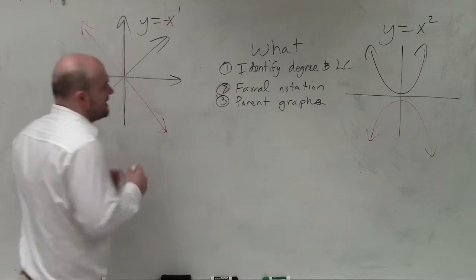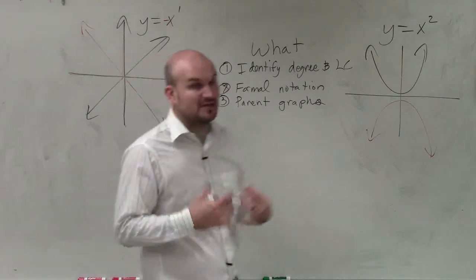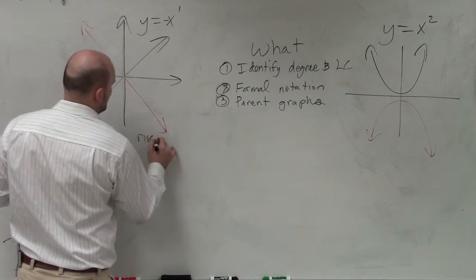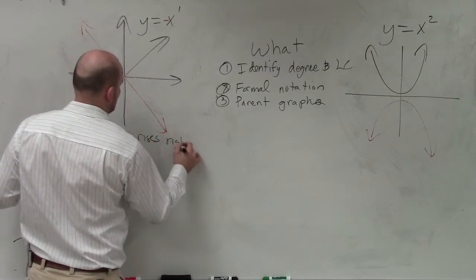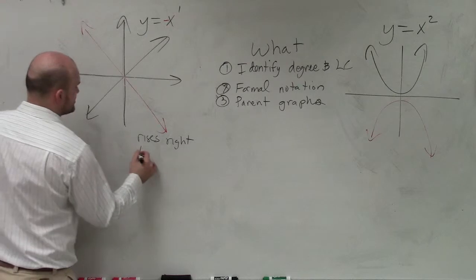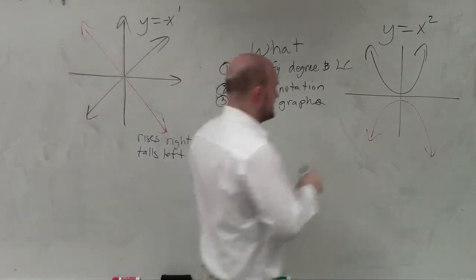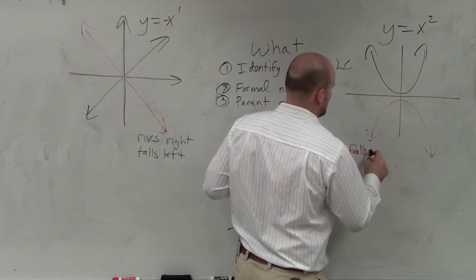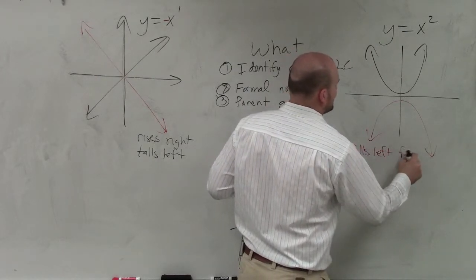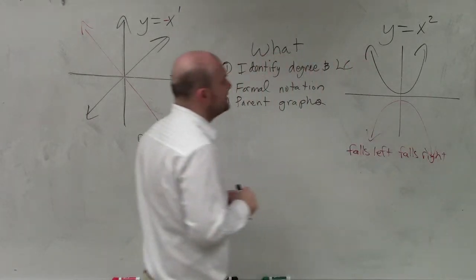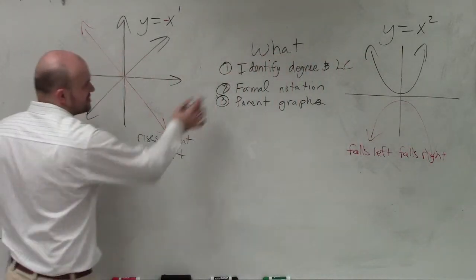So the next thing, really the last thing, is understanding and being able to deliver your formal notation. A lot of times we say rises right and falls left, where in this case I could say that it falls left and falls right. But a lot of times what we deal with is this formal notation.